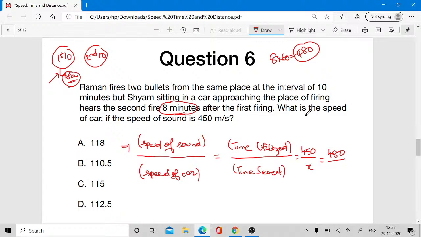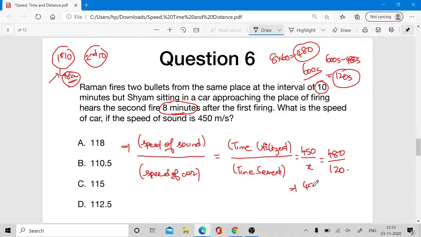So what is the time saved now? 10 minutes is there. What does 10 minutes mean? 600 seconds, right? So it is 600 seconds minus 480 seconds. This is going to be 120 seconds, right? So 480 divided by 120, right?